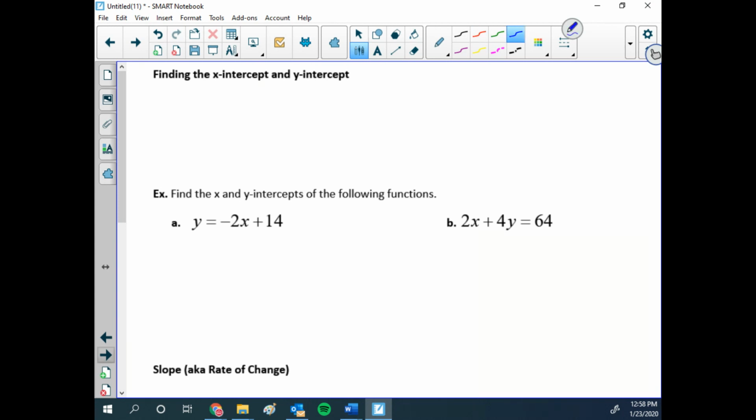Algebraically can sometimes be a little bit quicker than graphically, because to find the x-intercept, what do I need to do? Anybody remember? To find the x-intercept algebraically, what should I do? Make the other variable, so make y equal 0. Because I'm saying, what is the point at which the graph crosses the x-axis? Well, that's where y is equal to 0. So I'll make y equal to 0 and solve for x.